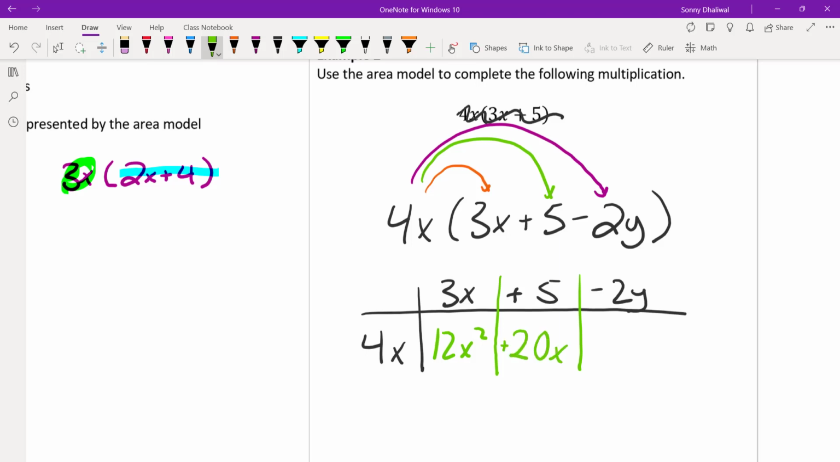And then we got 4x times negative 2y. What would that be? Coefficient with coefficient. Start off with that. Negative 8. That gives us negative 8. xy. This x has nothing to combine with, so it just stays x. That y has nothing to combine with, so it just stays y. So negative 8xy. So then we write our answer out. 12x squared plus 20x minus 8xy. And that's it.